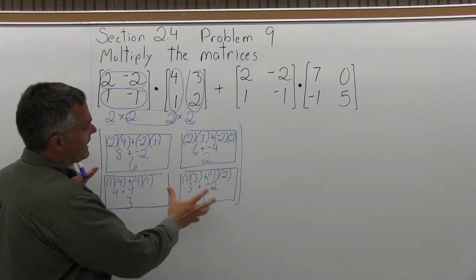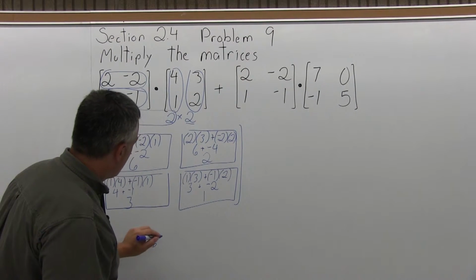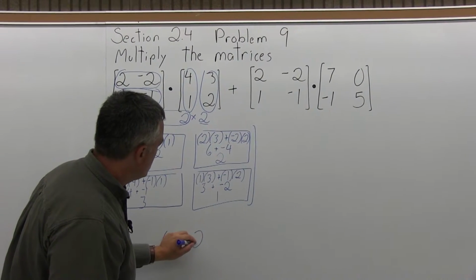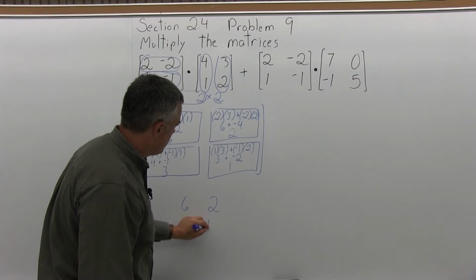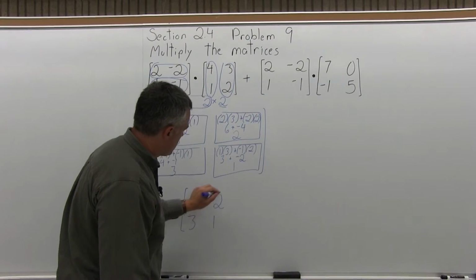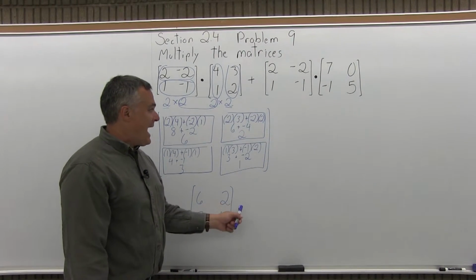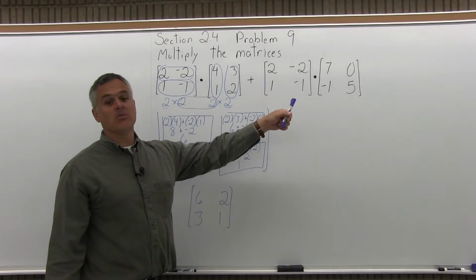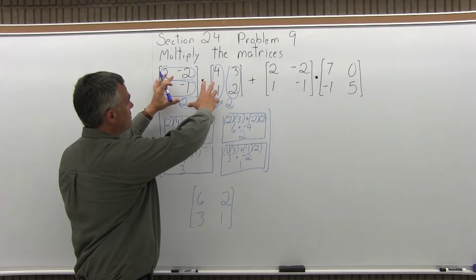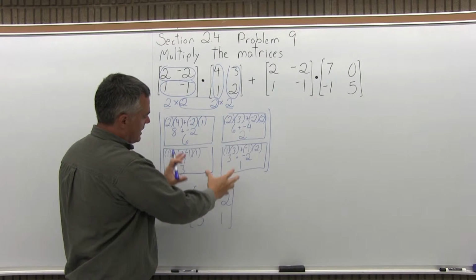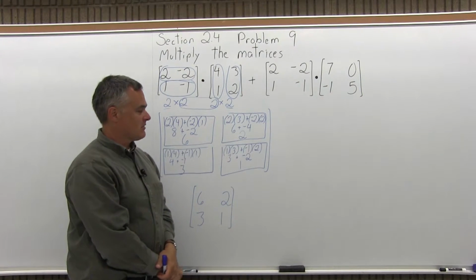And I can write that answer without all that work showing. I just write a matrix with a top row of 6, 2, and a bottom row of 3, 1. I'll write it right underneath my work, right here. And I'm going to come back to that answer in a minute when I add it to the result of multiplying the other two matrices in this problem. So I multiplied the first two matrices in the problem and got the answer of 6, 2 in the top row, 3, 1 in the second row.